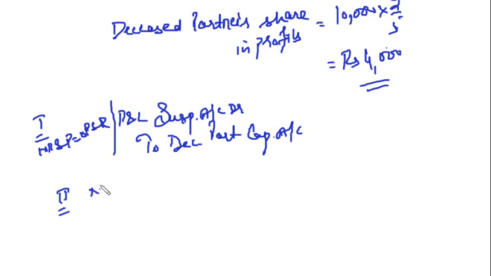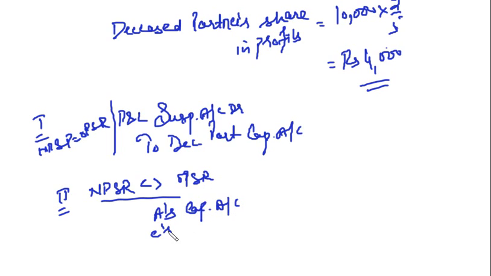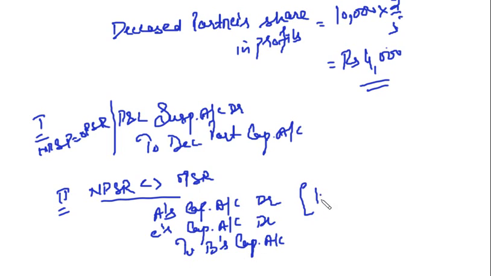If new profit sharing ratio is not equal to old profit sharing ratio, then the journal entry will be A's capital account debit, C's capital account debit to B's capital account, right, in gaining ratio.